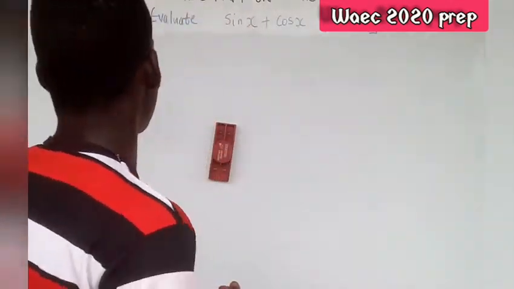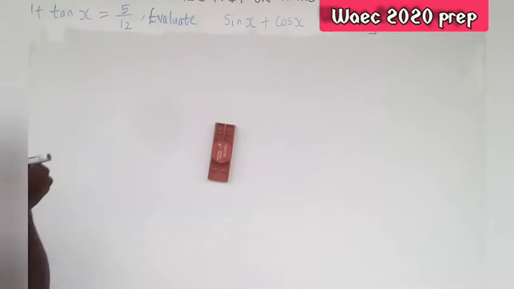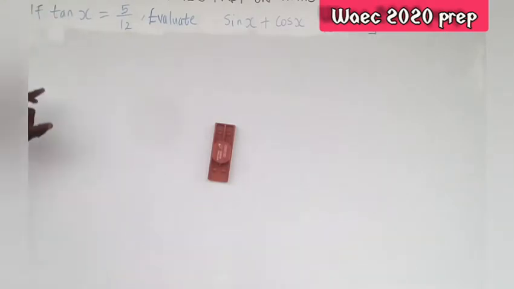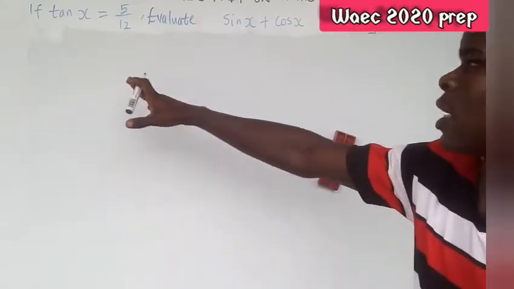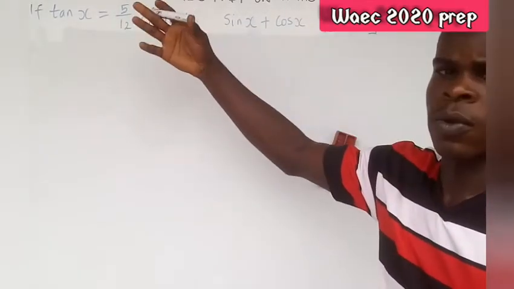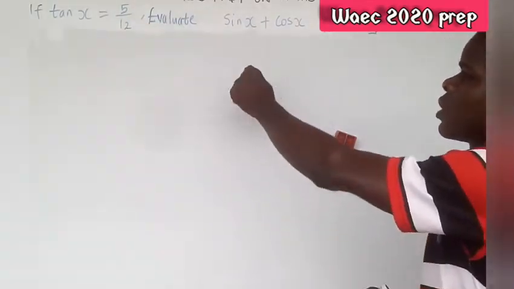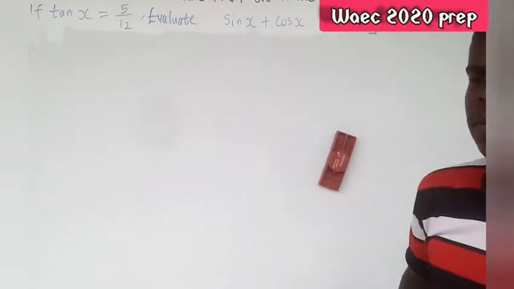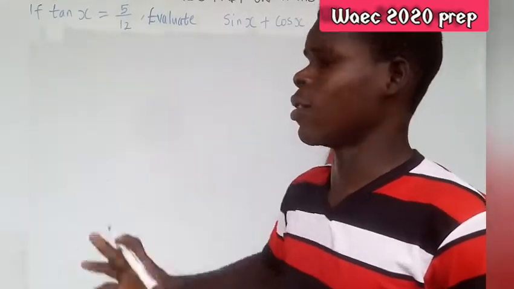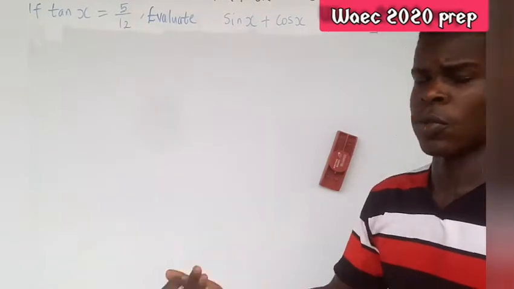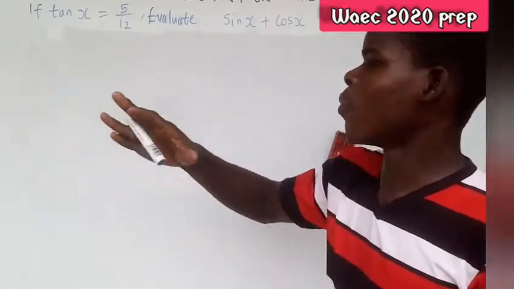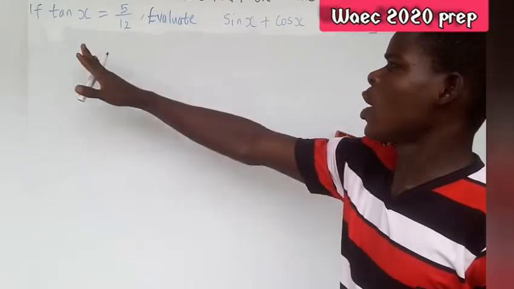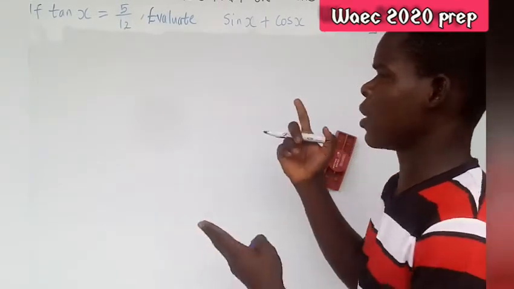Now here we go. This is a very practical question. If tangent x is equal to 5/12, evaluate sin x plus cosine x. You may come across this kind of question, whether in the multiple choice questions or in part B, but anyway you find something of this nature.